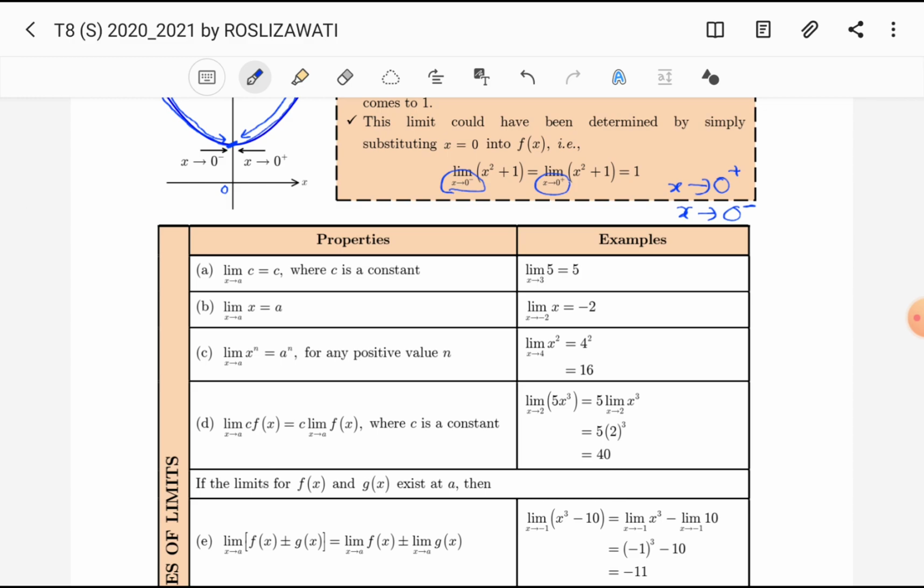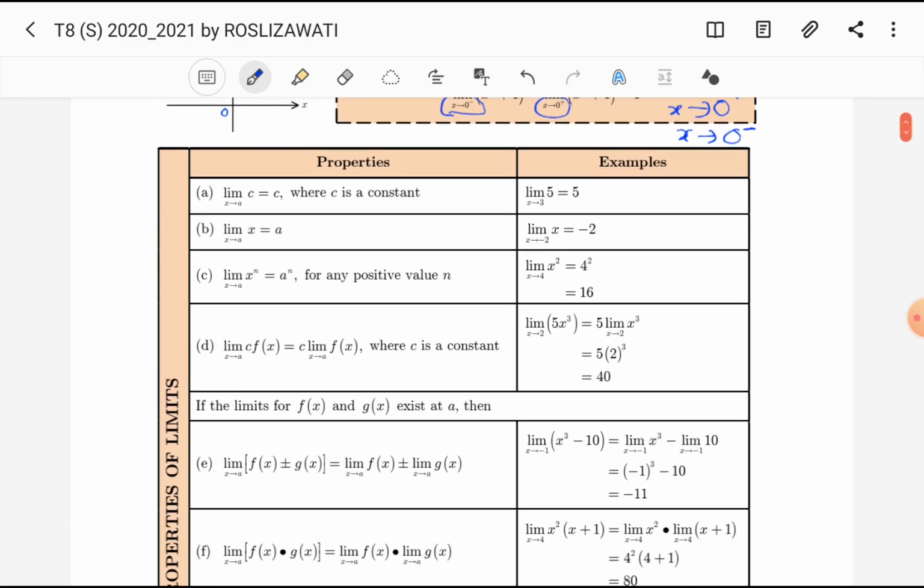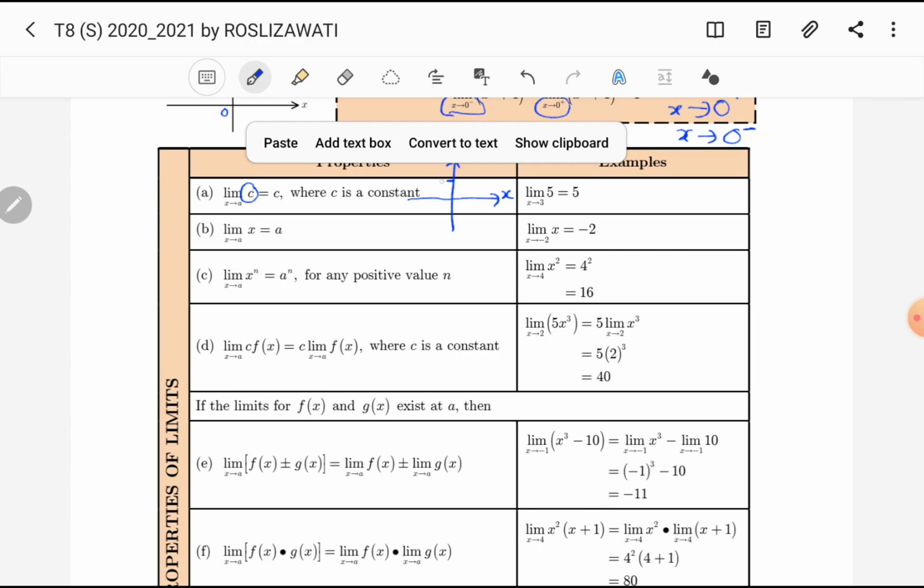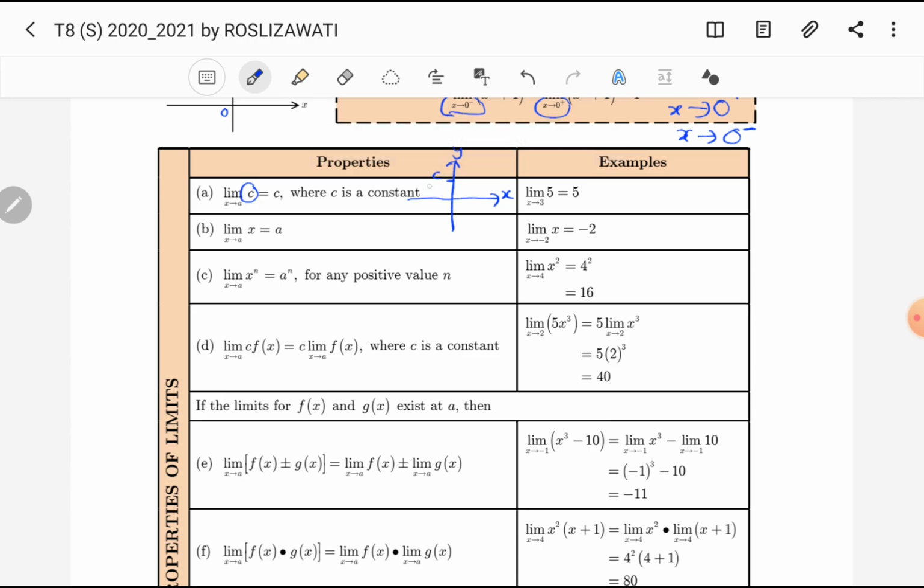Okay, we go to a few properties here. So the limit of c, where the function is c, as x approaches a equals c. Yang ni kalau saya lukis graf dia, this is a constant graph. Okay, x-axis, y-axis. Let's say here is c. So ini graf kita, constant graph.